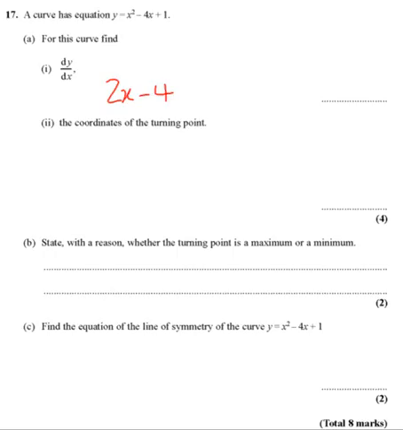Okay, differentiation. First thing, x squared minus 4x plus 1. The x squared goes to 2x, the minus 4x goes to minus 4, and the plus 1 differentiates to 0. So dy by dx is equal to 2x minus 4. The coordinates of the turning point.